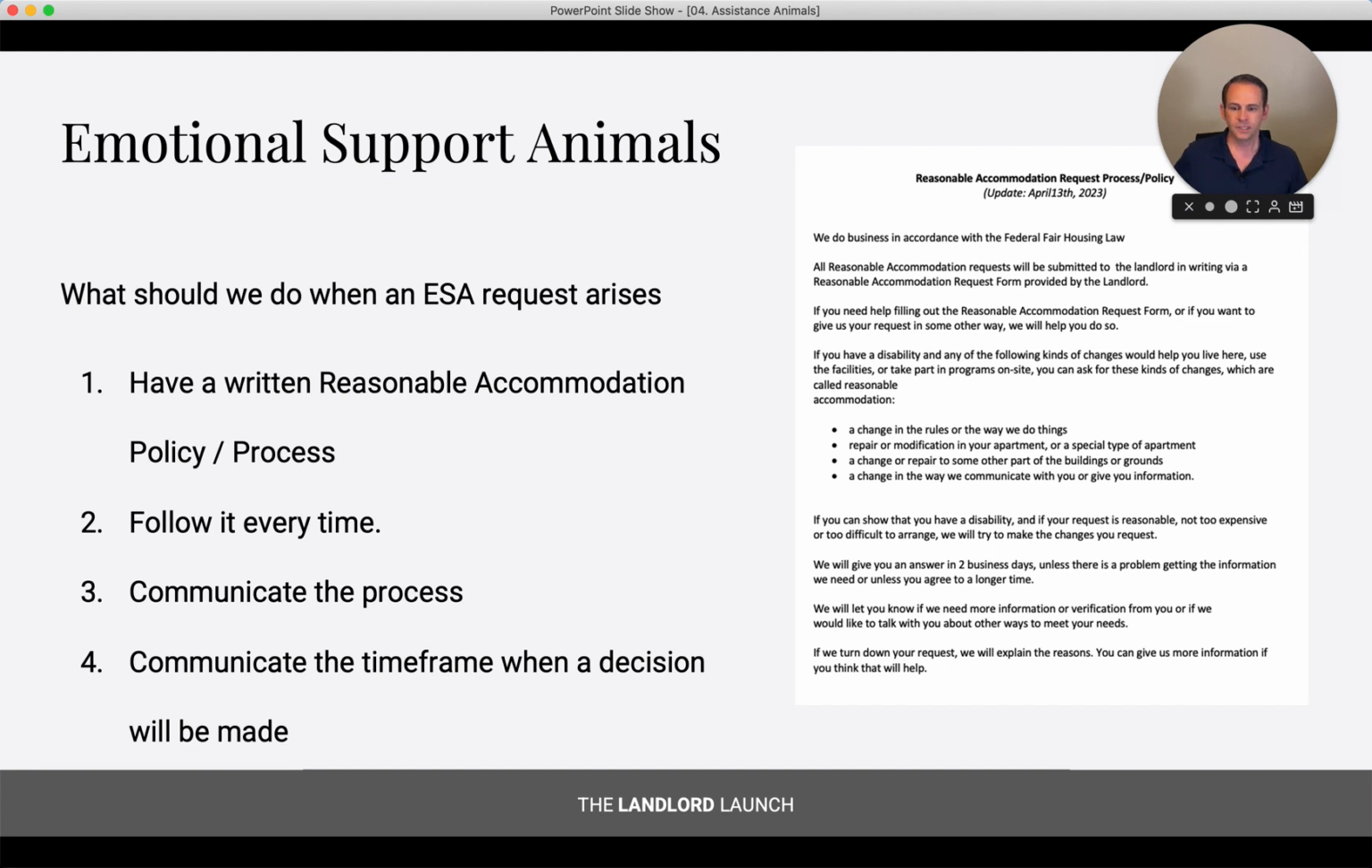Another thing we're going to want to do is communicate the time frame in which we will make a decision. Make sure it's reasonable. It's not reasonable to say you'll have an answer back in a month. Generally speaking, 48 hours, and you can put a caveat in there, as long as you're able to verify what you need to verify, and as long as they're getting you the stuff that they need to get you to be able to verify that. But communicate that time frame right into your policy and your process as well.